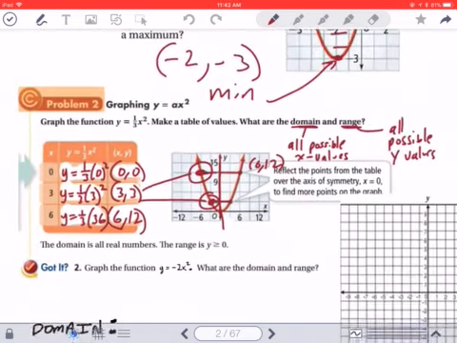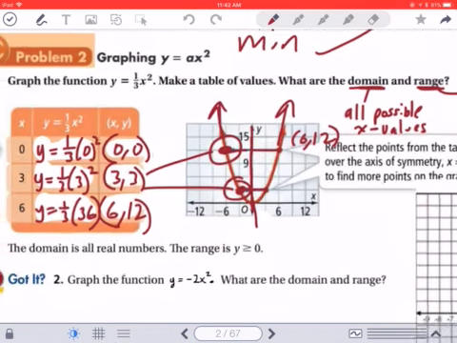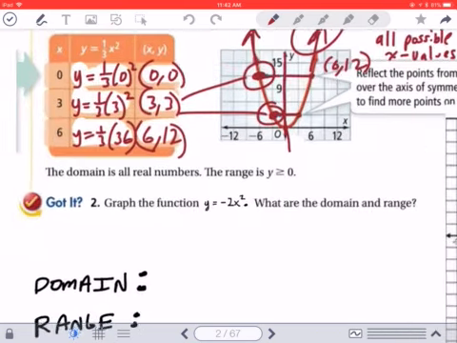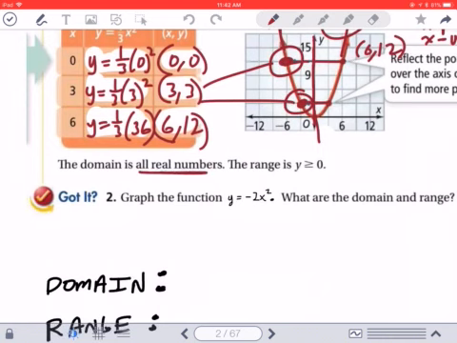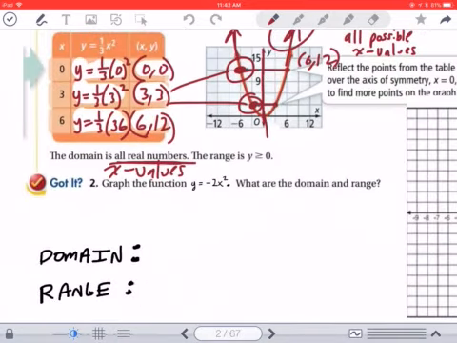Okay, the domain and the range. Well, if I look at these arrows here, these arrows are going to mean that this thing just keeps going and going and going and going. So the domain there is all real numbers. So the x values could be anything. You could plug in anything for x and you'll get a y value. However, the y values never drop below 0. So you would have to say the y values are greater than or equal to 0. Okay, so that would be the range.